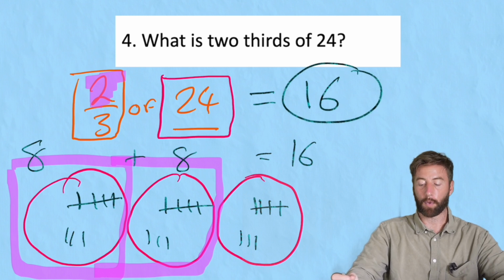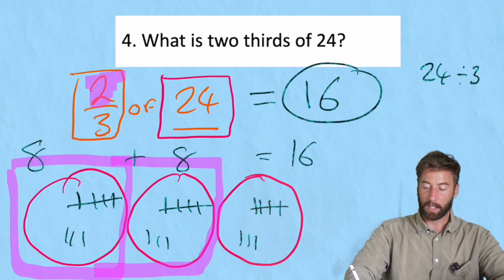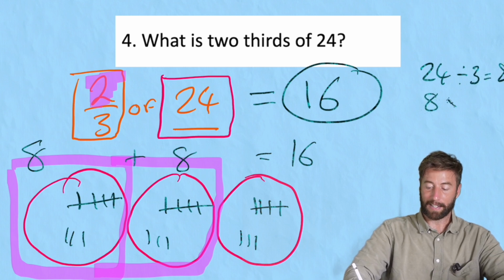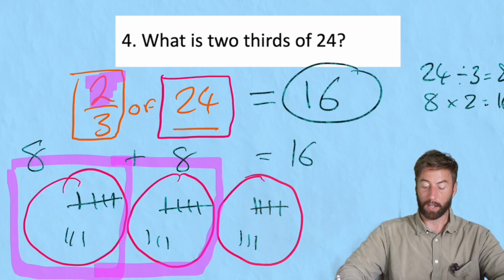Use your sharing circles if you want, or a quicker way, I could have just done 24 divided by 3 equals 8. 8 times 2 is 16. So there is the written method as well if you'd like to do that instead.